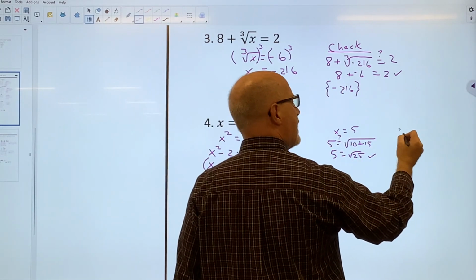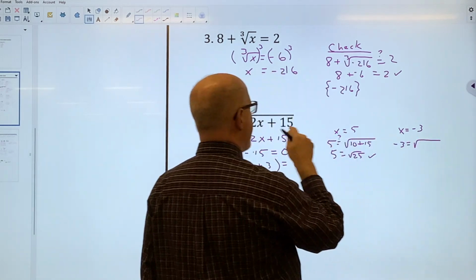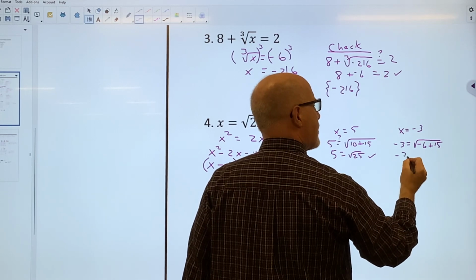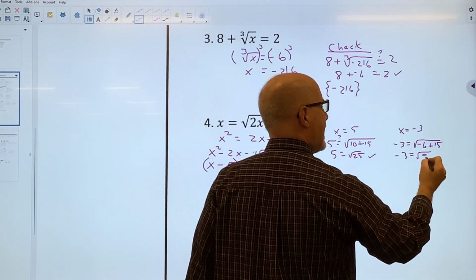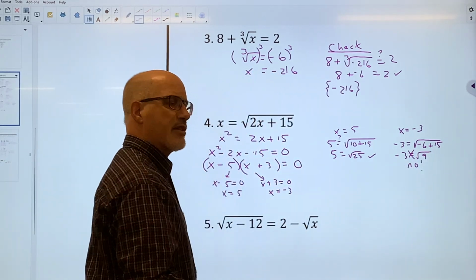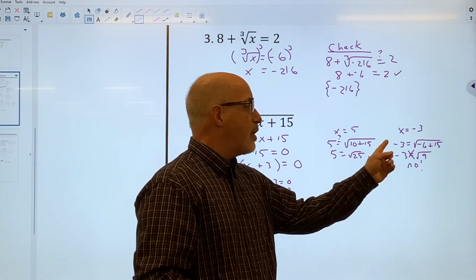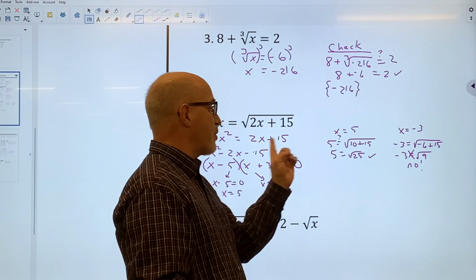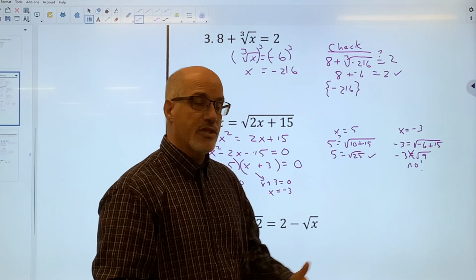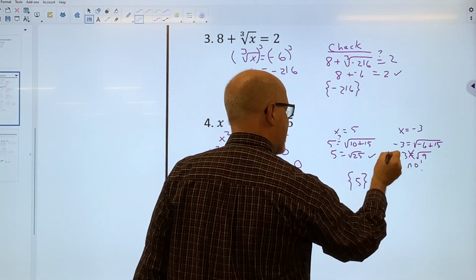Let's check negative 3. So does negative 3 equal the square root of negative 6 plus 15? So does negative 3 equal the square root of 9? The answer is no, it does not, because the square root of 9 is positive 3. So that's called an extraneous solution. Extraneous because it is a solution created by this squaring step when I square both sides, but it's not an actual solution to the equation. So my only answer is this 5. So we disallow the negative 3.